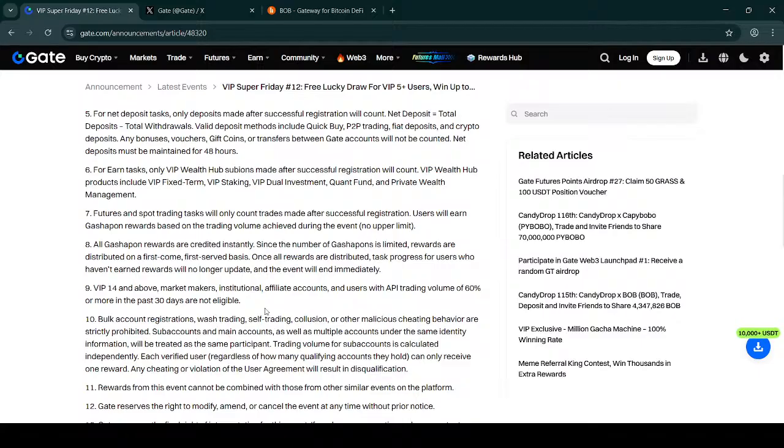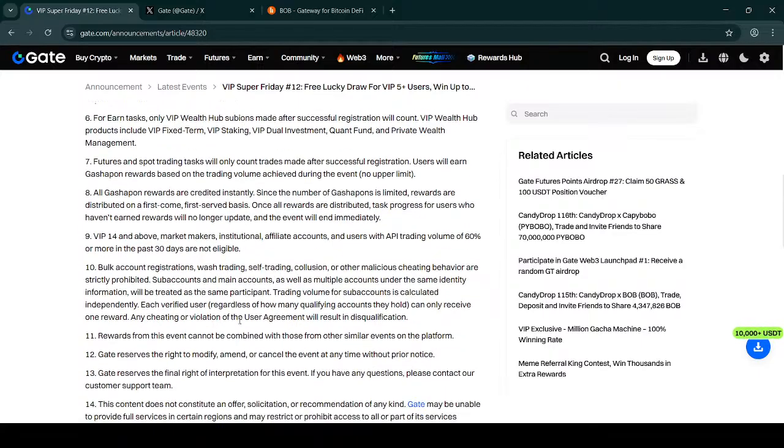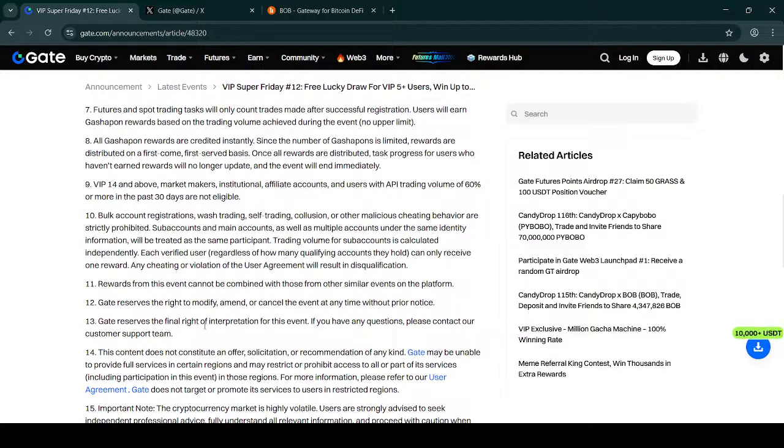So number 14, market and institutional duplicate accounts, and users whose API trading volume is more than 60% of the 30-day volume, are not eligible. So number 10, guys.